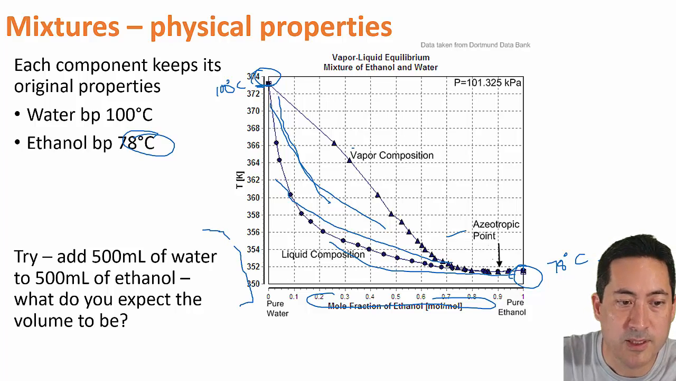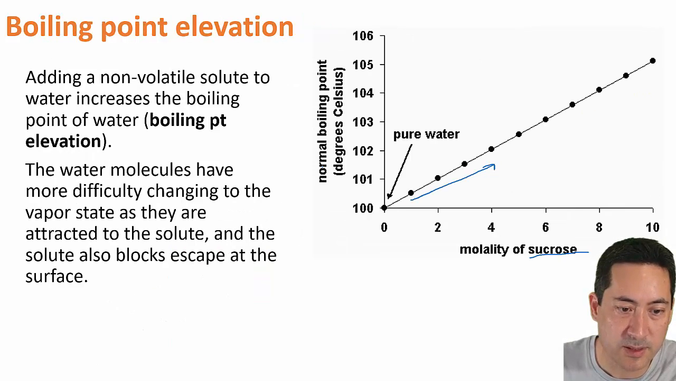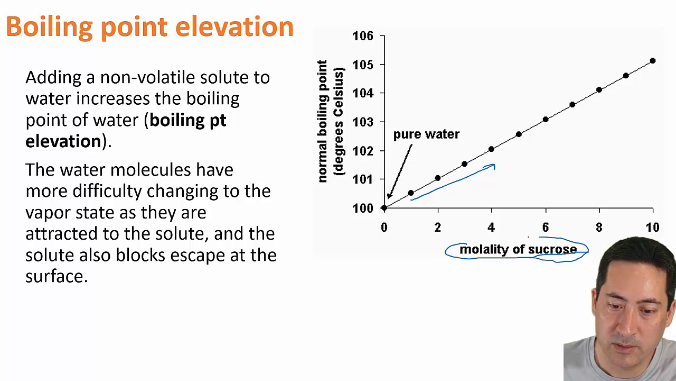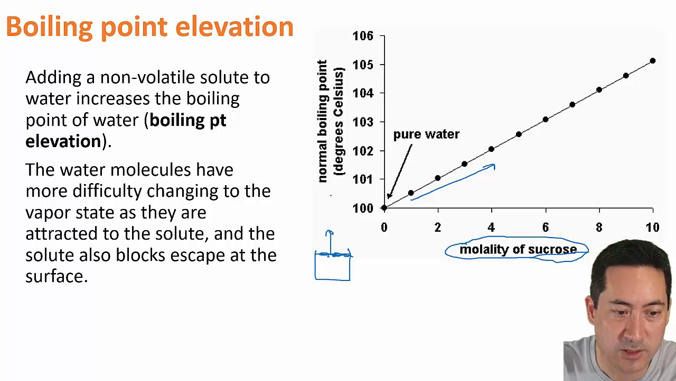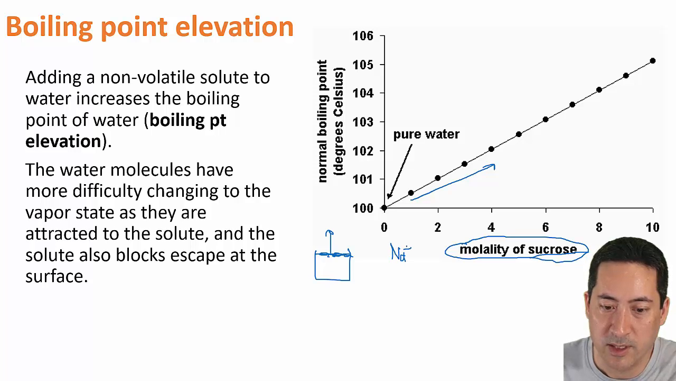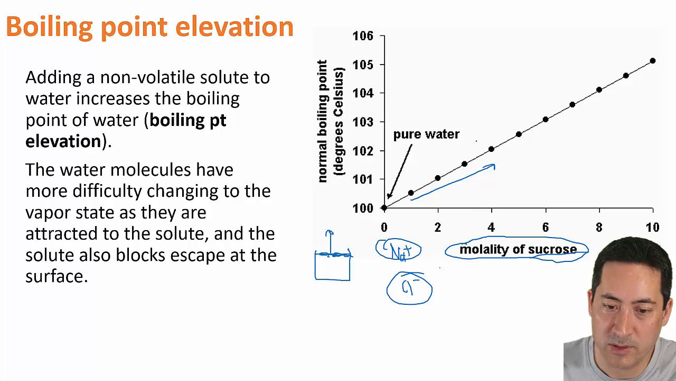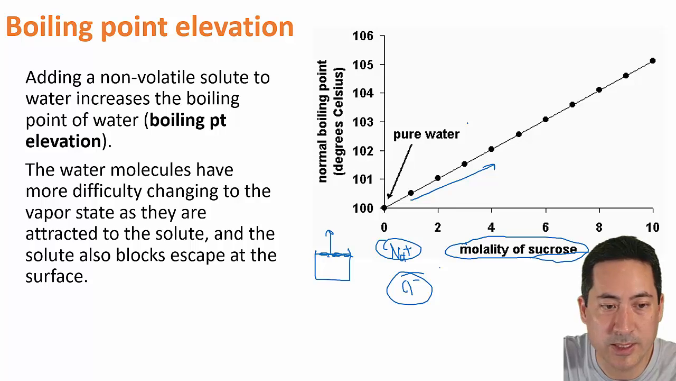Okay, so let's just go back up to the non-volatile substance. Adding a non-volatile substance, you're going to increase the boiling point. That's because the water molecules will be attracted to those molecules, and also because those molecules will cover the surface in some sense too, lowering evaporation. So water molecules have difficulty changing to the vapor state. They're attracted to the solute, and the solute blocks escape from the surface. That's especially true of salts because they're quite small, strong ions, and the water just latches onto those because they're quite positive and negative, whereas water just has hydrogen bonds. So that's called boiling point elevation.